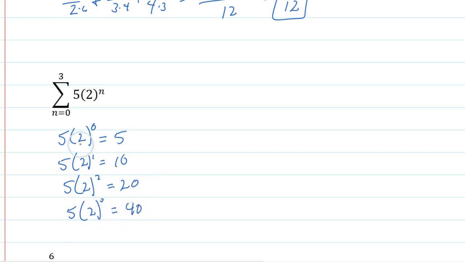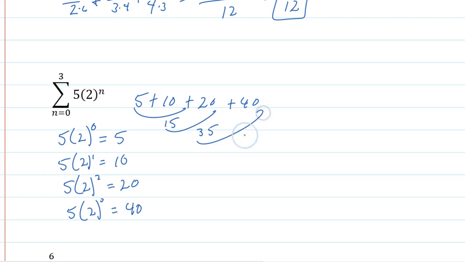Now some of you saw, because we have a 1 increase in the exponent, we're just going to keep doubling. If you didn't see that, that's fine. If you did see it, you can shortcut your way through this. Either way, you add them up. 5 plus 10 plus 20 plus 40 gives you 15 plus 20 is 35 plus 40 is 75. Your answer is 75.